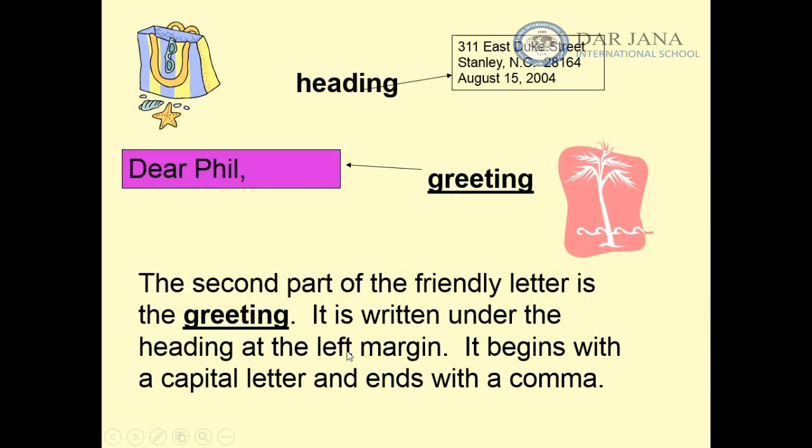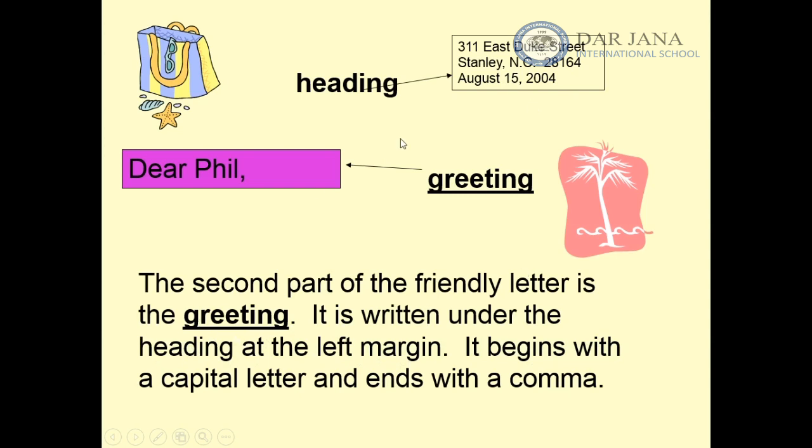After the heading, we have the greeting. The greeting is like this: Dear Phil, Dear Muhammad, Dear Omar, Dear Sarah, Dear Dahlia. The second part of the friendly letter is the greeting. It is written under the heading at the left margin. It begins with a capital letter and ends with a comma.